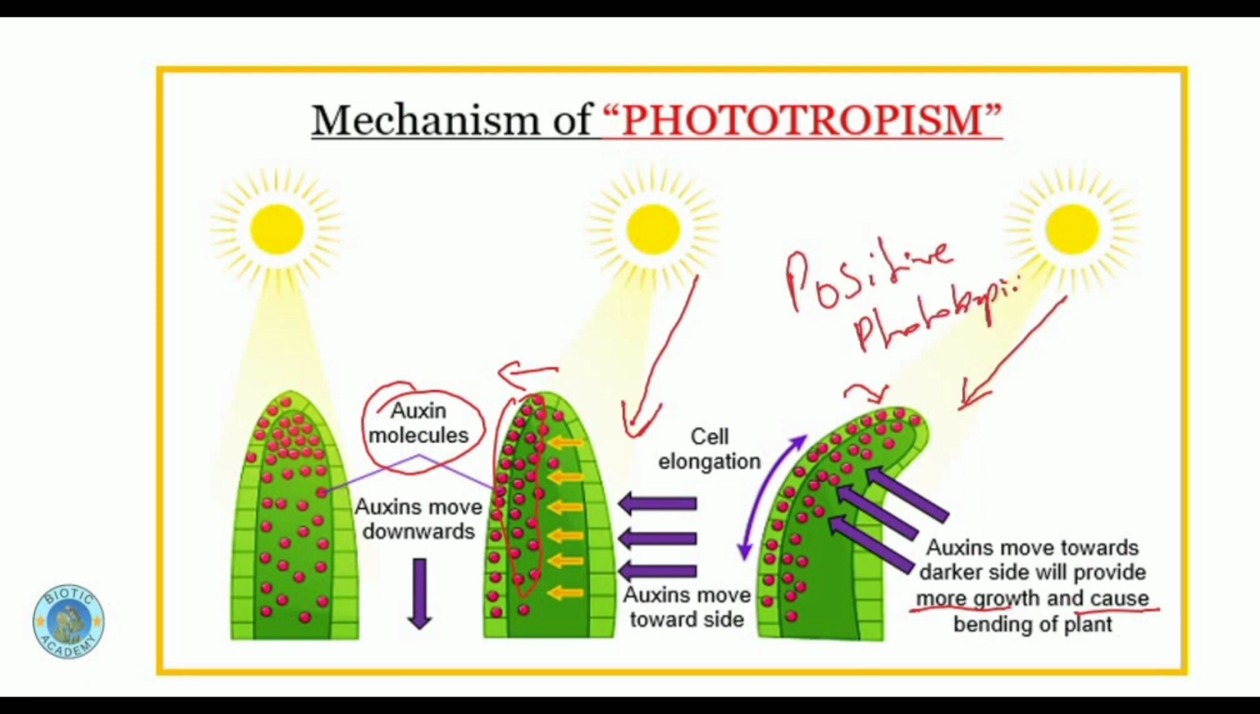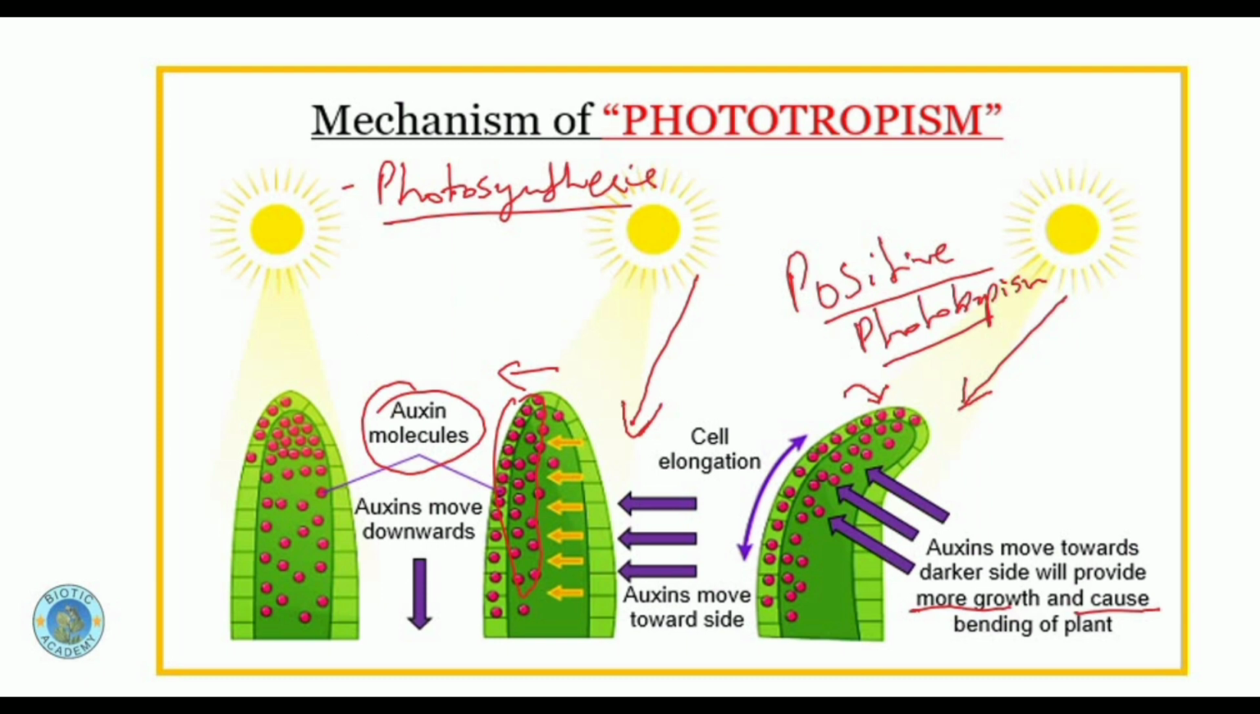Now, how is it important for the plant to show positive phototropism? This is the response of the plant which helps the plant to perform its process of photosynthesis, because for photosynthesis the plant needs sunlight, and this response of the plant toward the source of light will help the plant to perform maximum photosynthesis, and it can make its food.